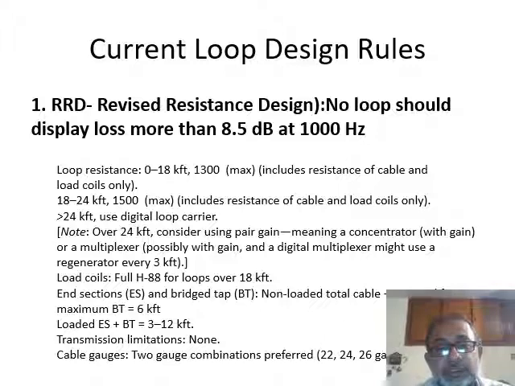The loop resistance for 0 to 18 kilo feet is 1300 ohms at the maximum, which includes the resistance of cable and the load coils only. 18 to 24 kilo feet, 1500 ohms maximum, which includes the resistance of cable and load coils only, and greater than 24 kilo feet they use digital loop carrier. Similarly, in this way it is designed right now.